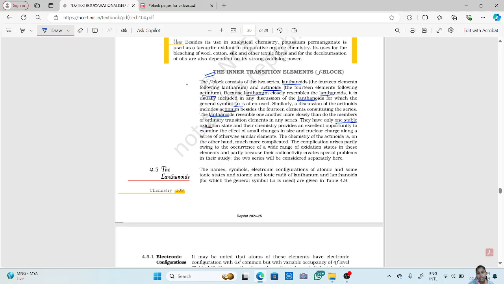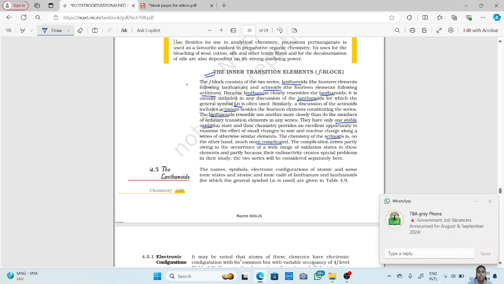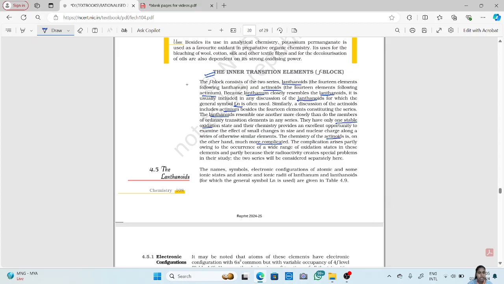Now, the chemistry of actinides is, on the other hand, much more complicated. Lanthanides are simple, but actinides are much more complicated. The complication arises partly owing to the occurrence of a wide range of oxidation states in these elements and partly because their radioactivity creates special problems in their study. The two series will be considered separately here.